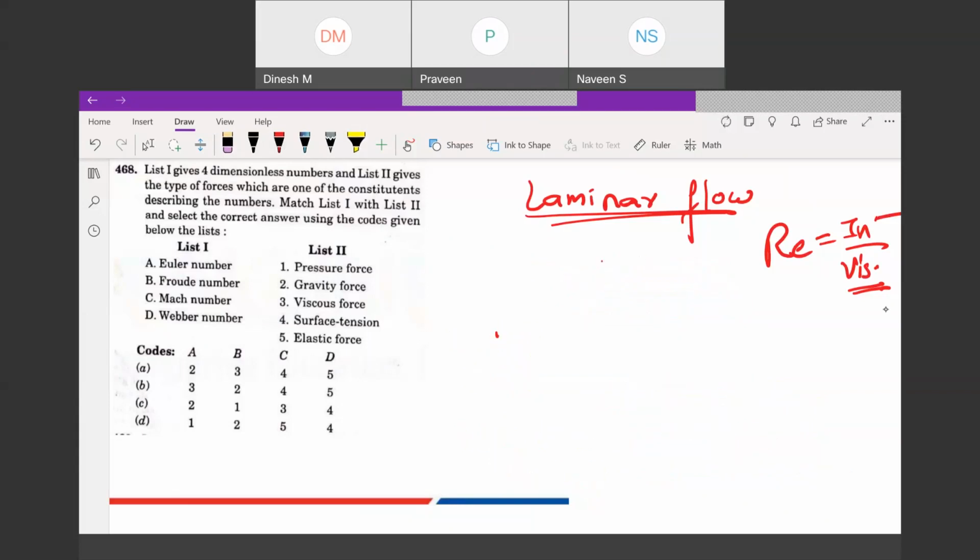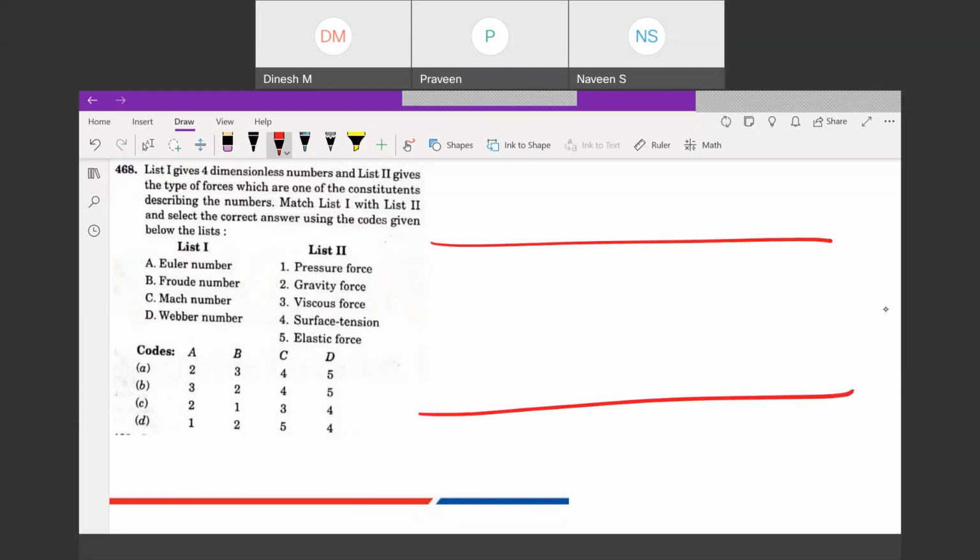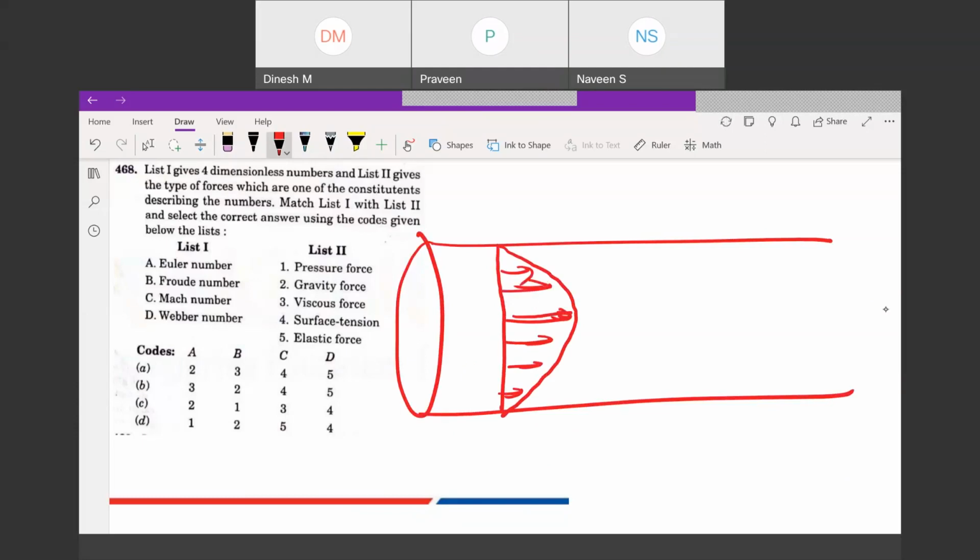One more thing, this is also important, the velocity profile. If this is my pipeline, the velocity profile, if it is laminar, is what? Parabolic, like this. It is maximum at the center, and zero here. But if it is turbulent, the flow is more uniform.